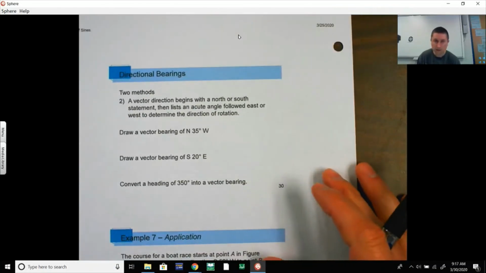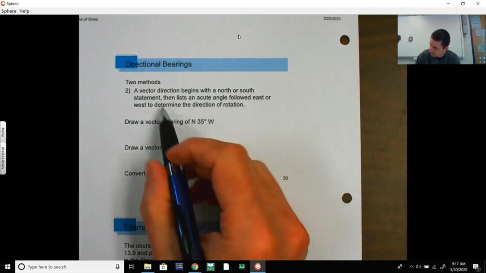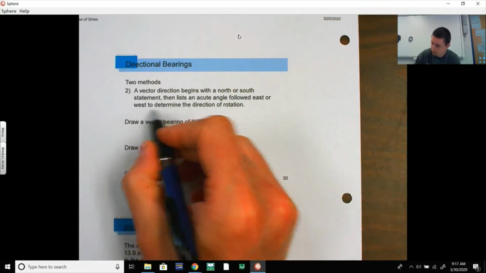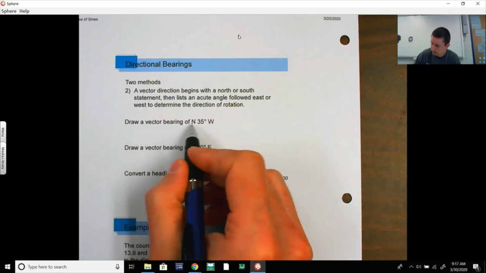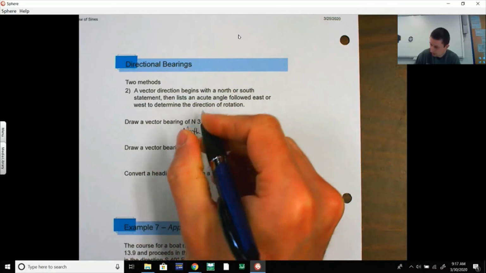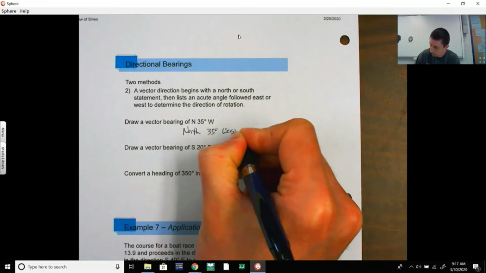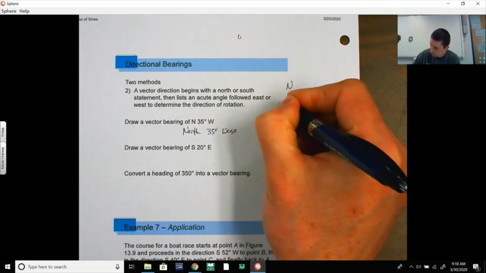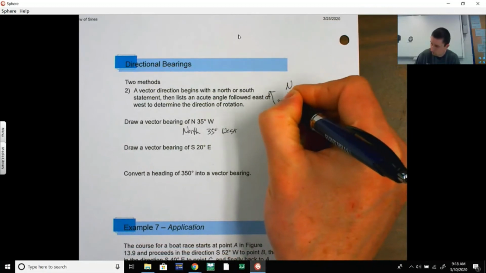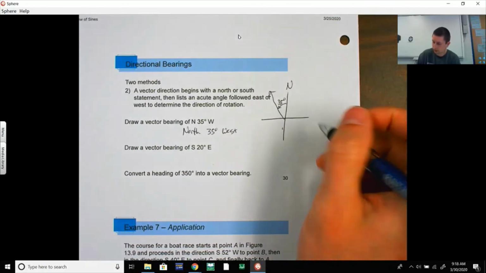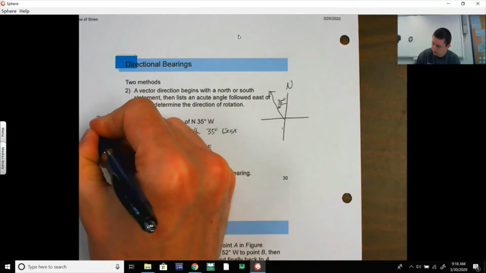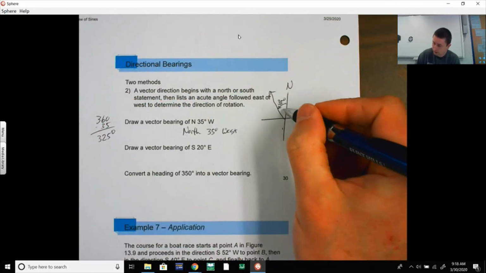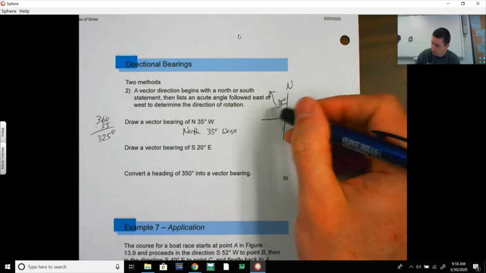These vector bearings, a vector direction, is a little bit more confusing. It begins with a north or south statement, then it lists an acute angle followed by east or west to determine the direction of rotation. So for a vector bearing, this is north, so we're going north, and then we go 35 degrees west. North, 35 degrees west. On my compass, here's north, and I'm going to go 35 degrees west. If I take 360 minus the 35, I get 325. That could be a bearing of 325, going this other way, or north 35 degrees west would be heading in this direction.